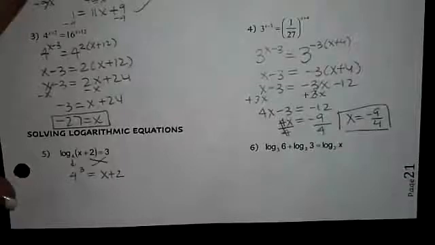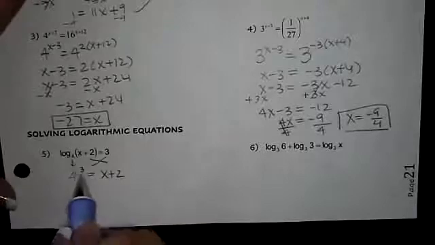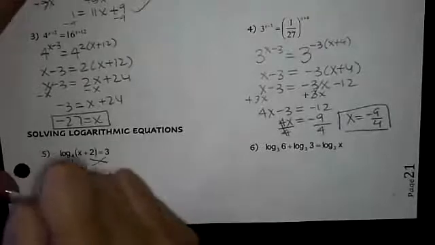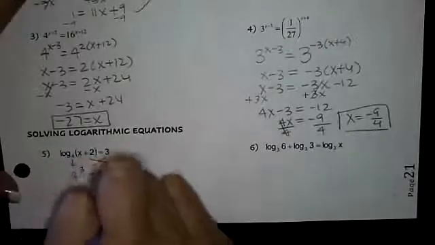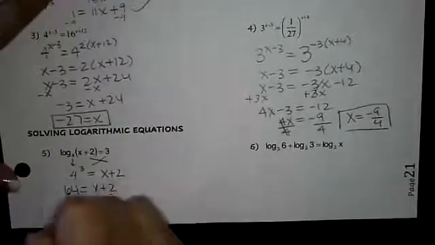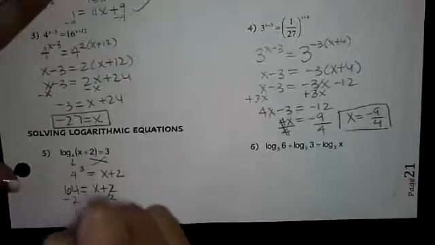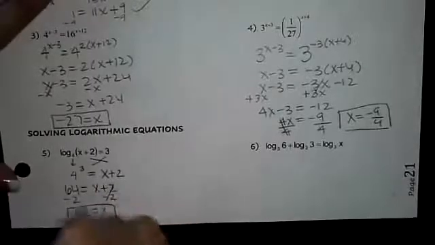We've just made it easy to solve because we freed the x out of the argument. 4 to the third power is 64 equals x plus 2. My last step is to subtract the 2. And so we get 62 is equal to x.